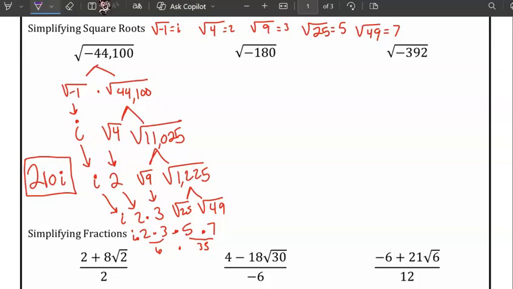Let's do a smaller number now. The square root of -180. We take out the square root of -1. That's i. 180. We could factor out a 4 since 4 goes into 80. And then that would be 45.